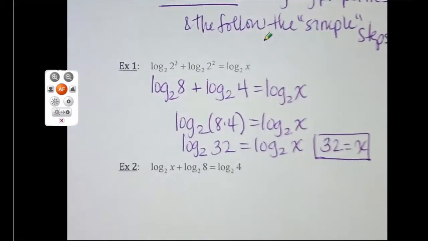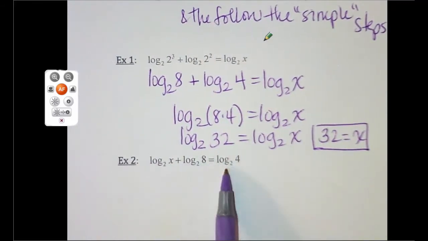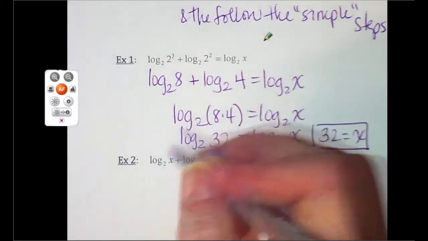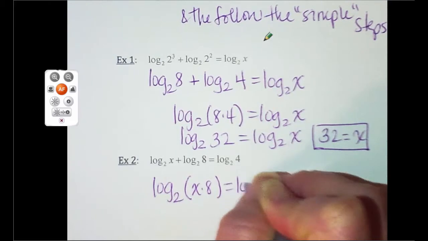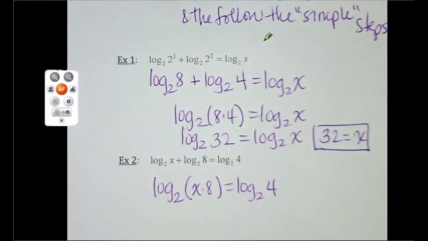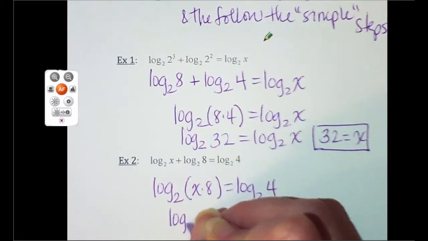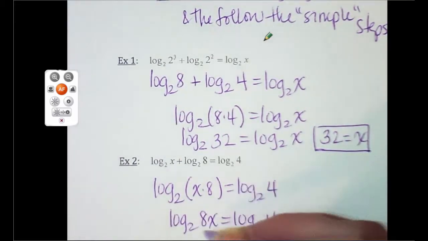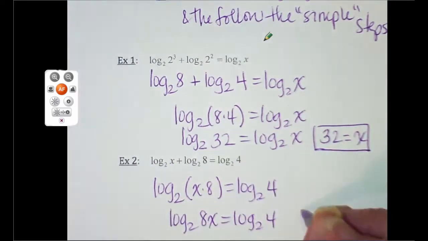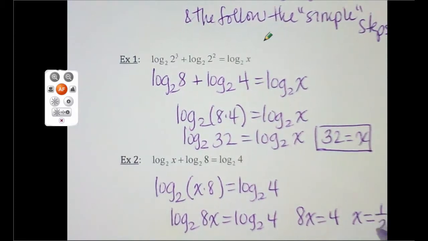Okay, let's try another one. In example 2, everything is log base 2 again, and they're separated by addition, so I'll condense that to a multiplication problem. x times 8 equals log base 2 of 4. So this is log base 2 of 8x equals log base 2 of 4. Again, since you have logs on the same base, drop that. 8x equals 4. x is 4/8 or 1/2.